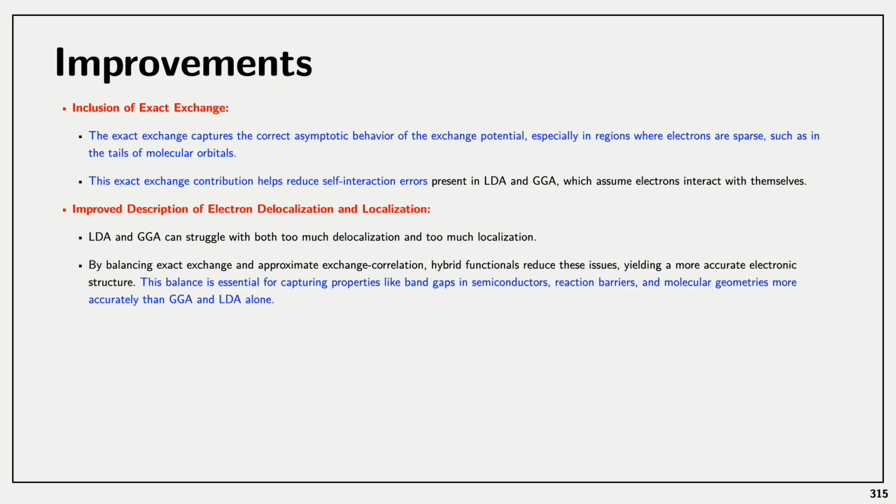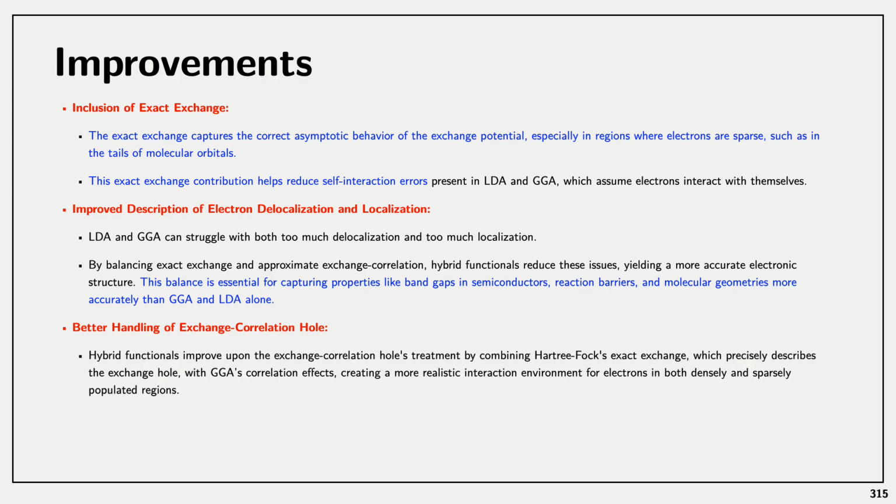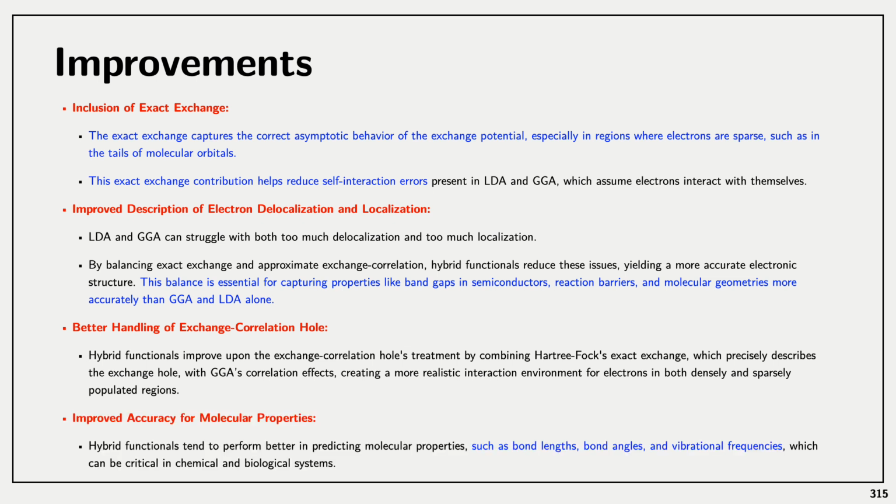And by doing that, there are many properties that are going to be captured better, like the band gap, the reaction barriers, the geometries and so on and so forth. So clearly hybrid functionals are really an improvement over LDA and GGA. And all this is related to the better handling of the exchange correlation hole, because of course the exchange piece is stronger. So that's very good. We improve a number of properties, again, not just the band gap and barriers and so on, but also the bond length, the bond angle, and the vibrational frequencies.